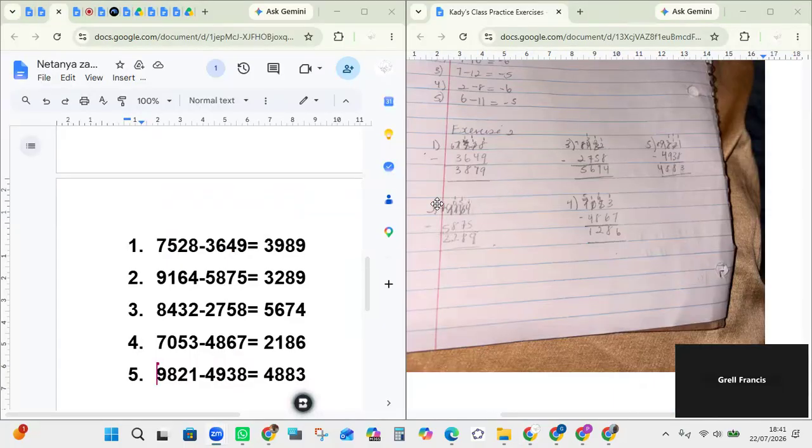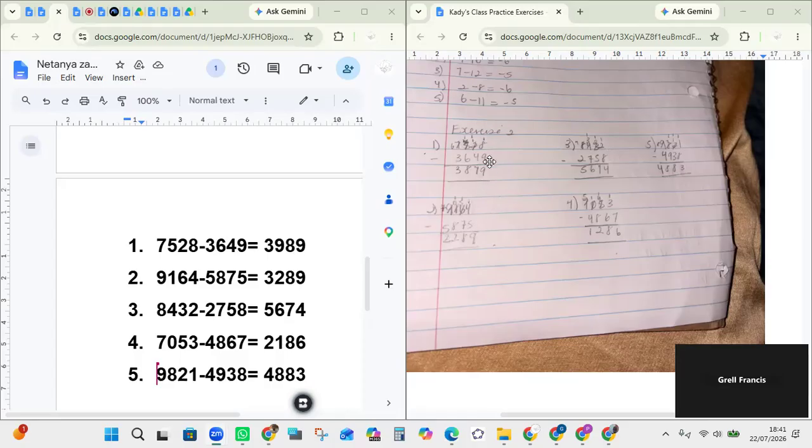So here we have 2 solutions. One, the answer was given directly. The working was done on another document. And here we have the working. So the first one is 7,528 subtract 3,649. The answer is 3,989. Let's prove it.